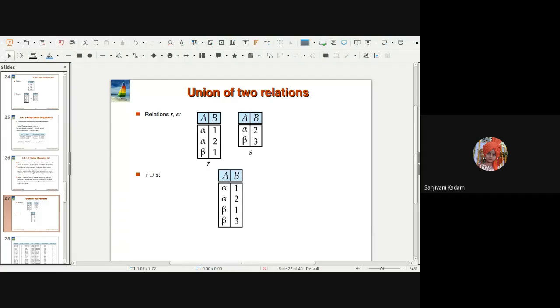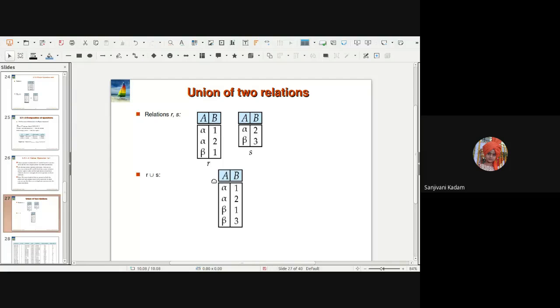First list all the records of R: alpha 1, alpha 2 and beta 1. These three records we have listed. Now we want to combine all the tuples of S. Alpha 2 is already available here, so there is no need to duplicate the same record. That tuple will not be added, since it is already there. Then we simply add beta 3. So this is how union is performed.